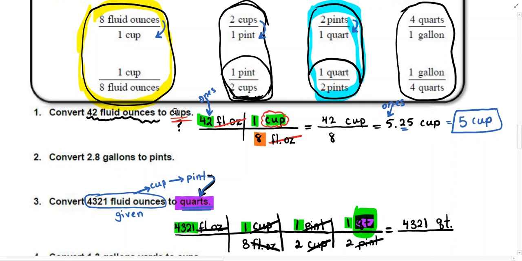In the denominator, let's see what we find. We have an 8, a 2, and a 2. All right, so I'll put this in my calculator. 4321 over 8 times 2 times 2. Ooh, a big number. I got 135.03125. All right, so this is where you go searching.